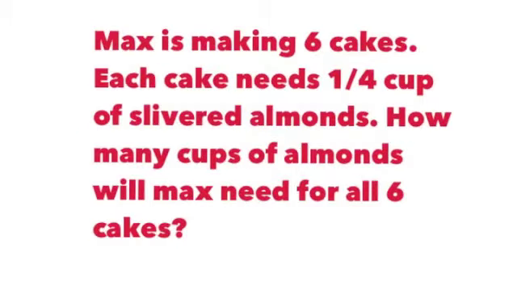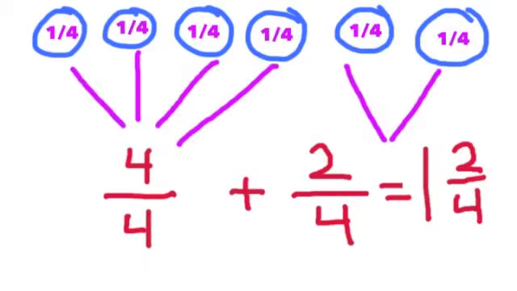Hello, today we're going to be learning about problem solving. Here's a math problem. Max is making 6 cakes. Each cake needs 1/4 a cup of slivered almonds. How many cups of almonds will Max need for all 6 cakes? Now, to solve this problem, I drew a picture. So, he wants 1/4 and 6 cakes. So I drew 1/4, 1/4, 1/4, 1/4, 1/4, 1/4, 6 times.